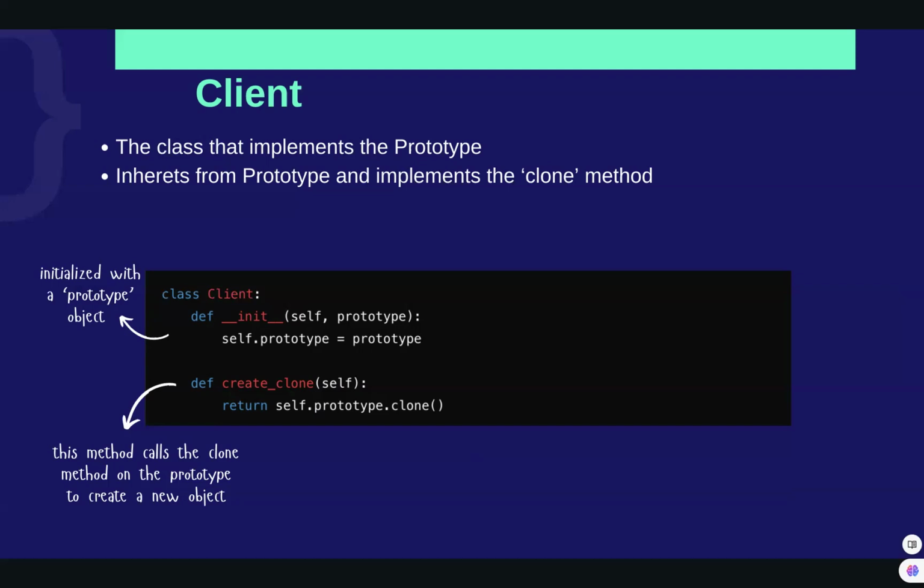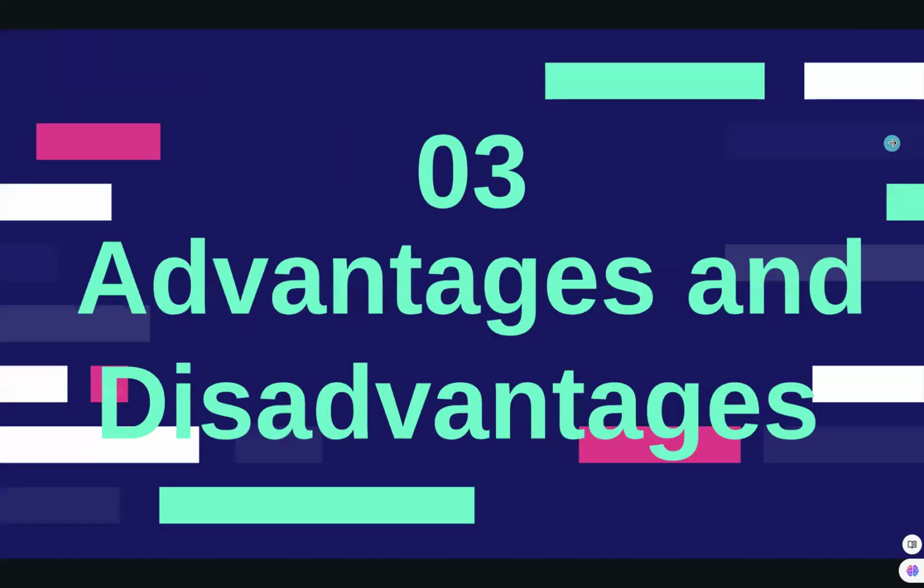First, the client is initialized with a prototype object, and this prototype object is expected to implement the clone method as defined in the prototype. Then the create clone method calls the clone method on the prototype to create a new object. And this method encapsulates the cloning process, making it way easier to create new objects without worrying about their specific class.